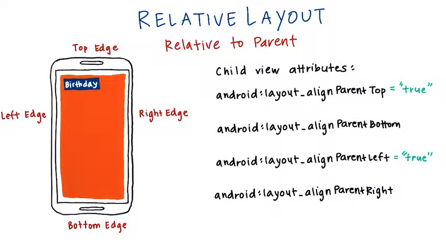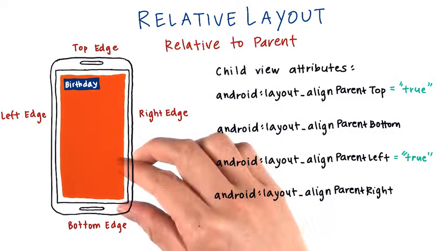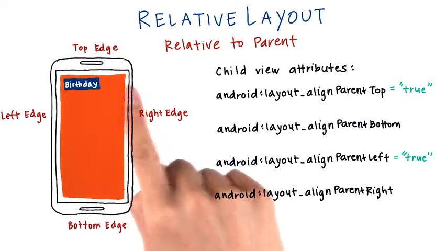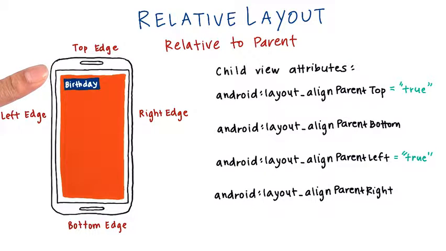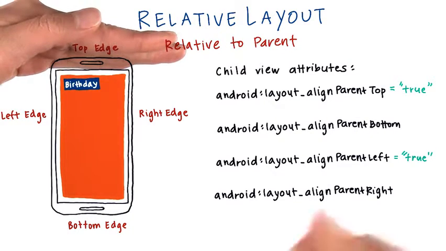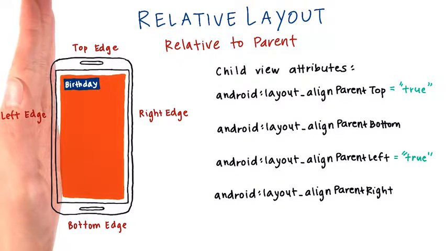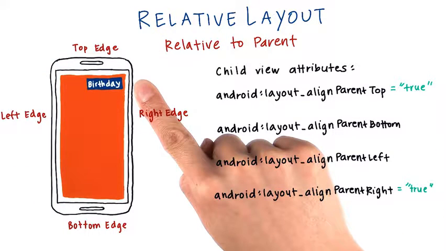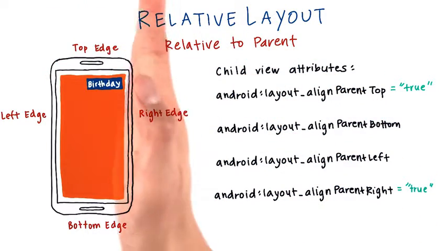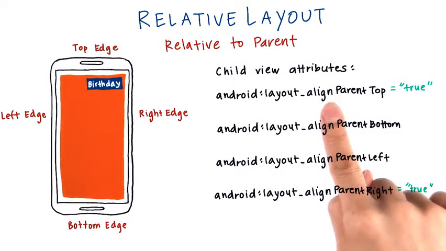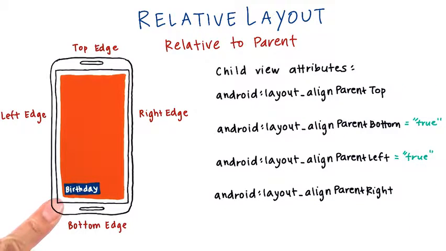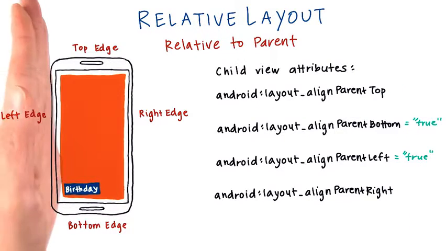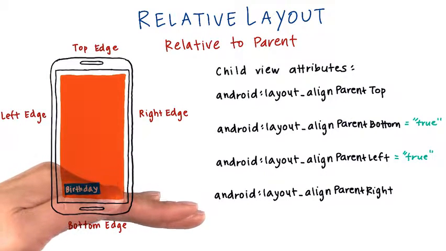In addition to positioning a child at the top portion or bottom portion of the screen, you can also do specific corners. If we want to position the birthday text view in the top left corner, we say alignParentTop to be true, and then alignParentLeft to also be true. To position a view in the top right corner, we want to align it to the parent's top edge and right edges. So alignParentTop equals true and alignParentRight equals true. For the bottom left corner, we're aligned to the parent's left edge and bottom edge.